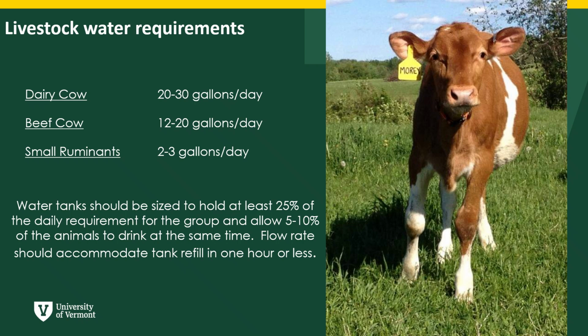Water tanks should be sized to hold at least 25% of the daily requirements for the grazing group and allow for 5 to 10% of the animals to drink at the same time. Flow rate should accommodate tank refill in 1 hour or less.